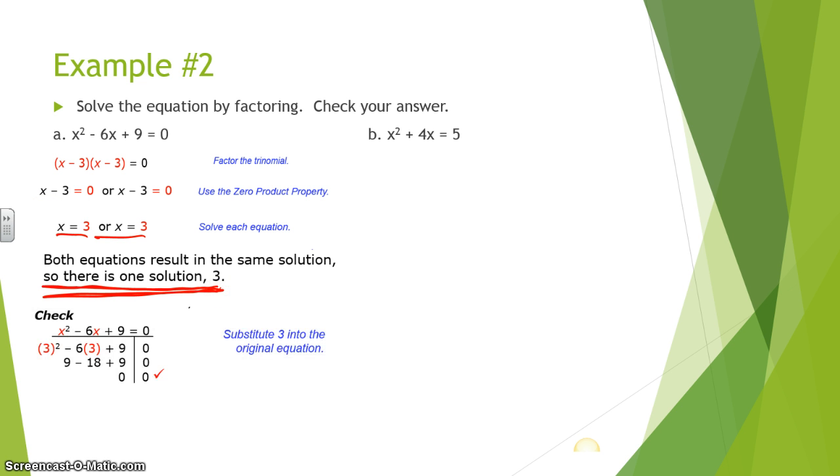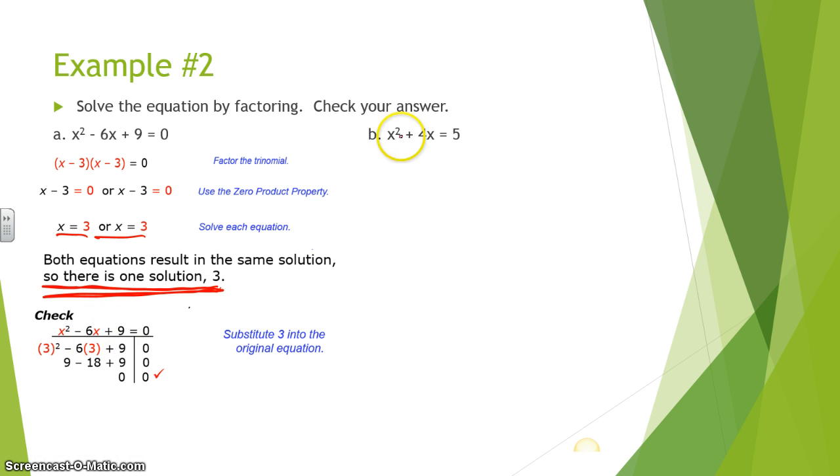Now to check, we substitute 3 into the original equation. By substituting 3 in for x, 3 squared is 9, minus 6 times 3 plus 9, that's going to give you 0 on the left, equals 0 on the right, and it checks out right there.